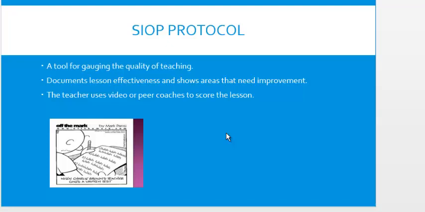And so it documents your lesson effectiveness, and it can zero in on where you need improvement. So the teacher can use a video or have peer coaches come in and score them. They could also have their administrator come in and score them based on the SIOP protocol.